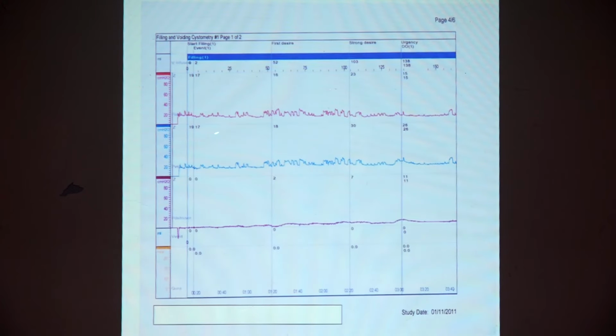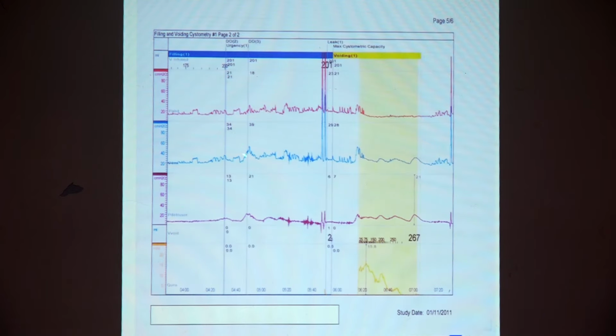Here's her filling, good quality trace. You can see all this small activity in the rectum, and the bladder subtracts out well. Well, that's a bit suspicious, isn't it? And as we go on, we can see that she had involuntary detrusor contractions, and in fact these correlated with her symptom of urgency. So her main problem after her operation seems to be urgency incontinence, although you'll see here a leak accompanied by these coughs. These are very big coughs.